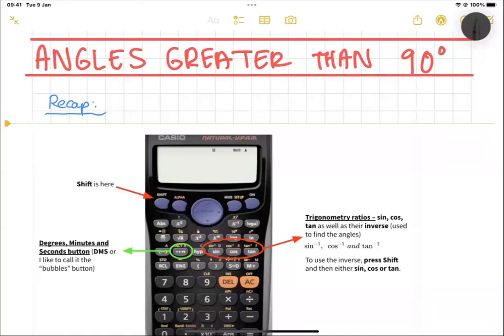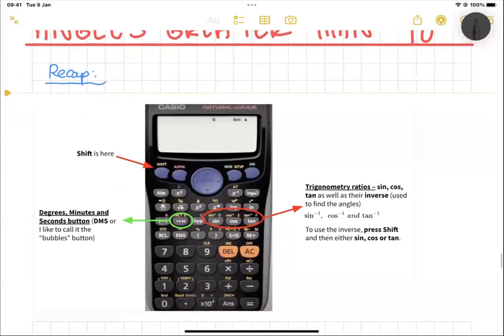But first, let's do a little recap, okay, on our calculation skills. First up is a very important button, the degrees, minutes, and seconds button. In your calculator, you could either look at it as DMS or these little apostrophes bubble thing. I like to call that button the bubbles button. It's easy to remember. It looks like bubbles.